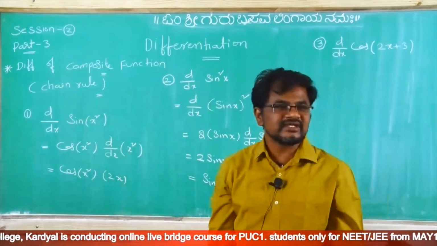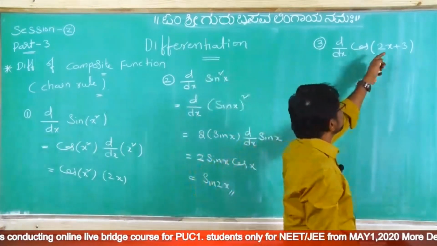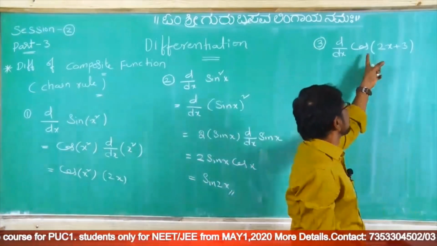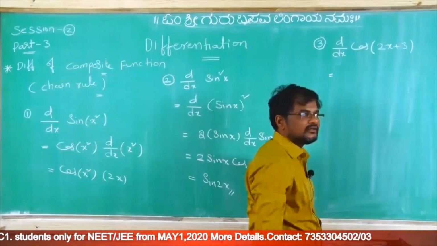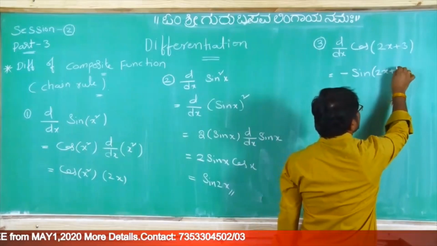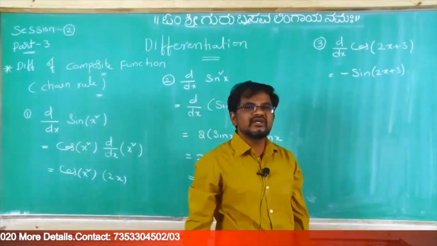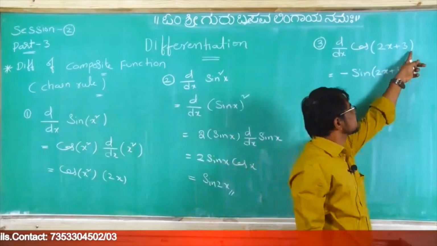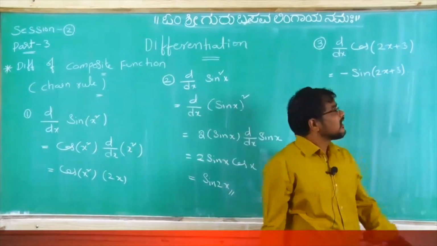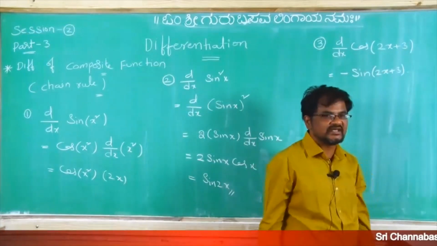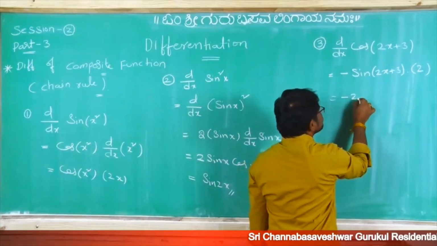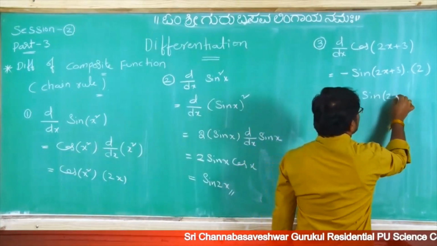Next, the third one: d by dx of cos of 2x plus 3. First we treat this as cos x, and the total 2x plus 3 as x. Now the differentiation of cos x is minus sine x, where x is 2x plus 3. Again we have to do the differentiation of 2x plus 3. Again and again, no need to write, now we have got the habit. The differentiation of 2x plus 3 is 2. So that is equal to minus 2 into sine of 2x plus 3.